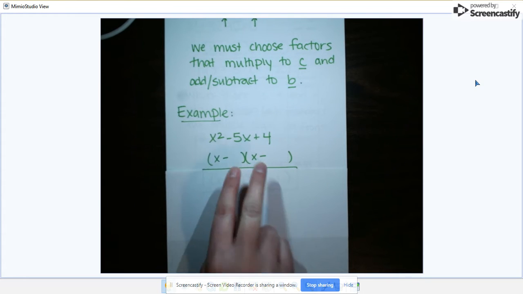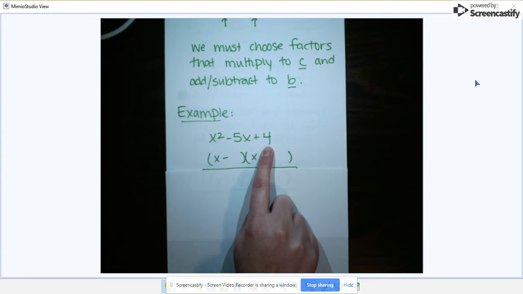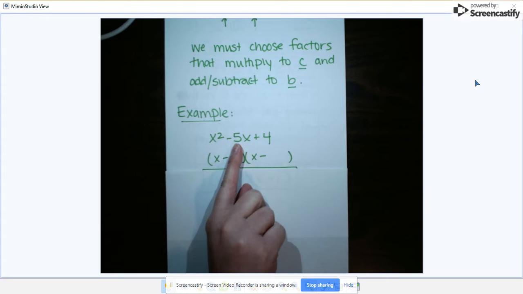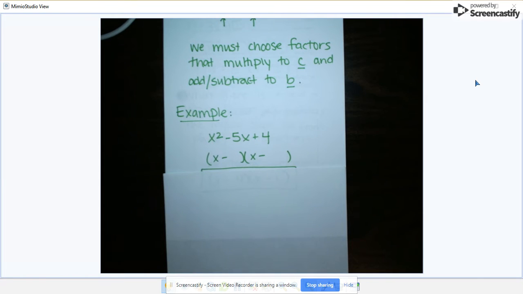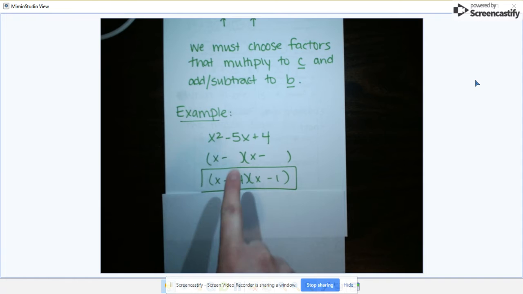Now step 3 says find numbers that multiply to 4 that add to be 5. We can say add because these signs match. So what multiplies to 4? Well, we know it's 1 and 4 and 2 and 2. And 1 and 4 are the only ones that add to be 5. So we have now factored x squared minus 5x plus 4 to look like this.